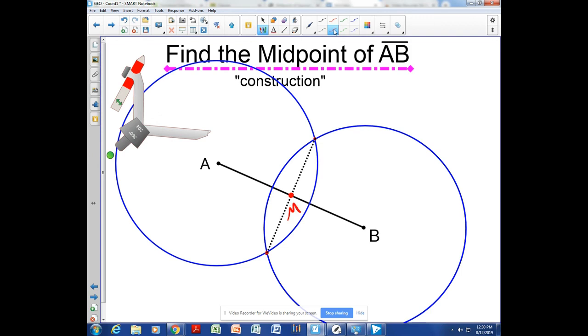We now could create lots of different true equations, such as AM is congruent to MB. Very simple.